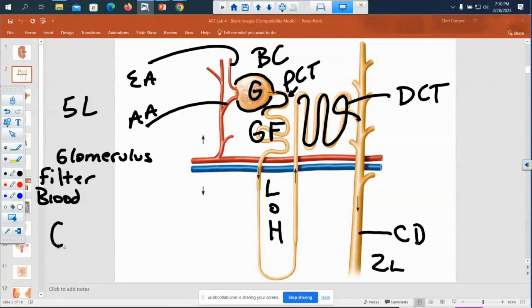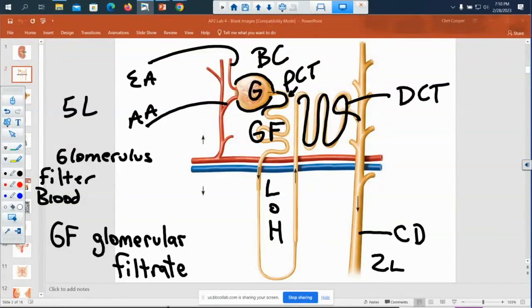So watch, they call it filtrate. They call it glomerular filtrate because it was filtered out of the glomerulus. So what do they call the fluid in the loop of Henle? Glomerular filtrate. And what do they call the fluid over here in the distal tubule? Glomerular filtrate. What do they call it when it gets to the collecting duct? Now it's urine.